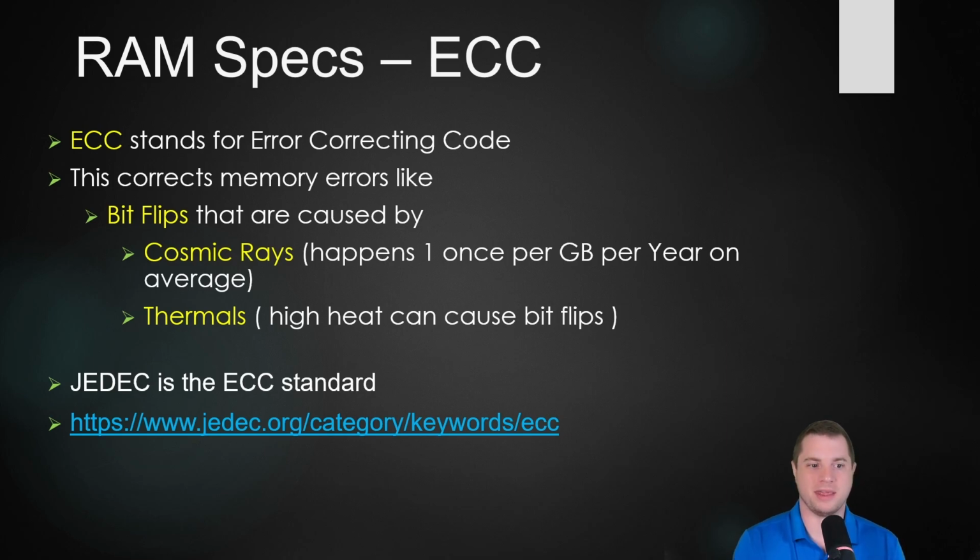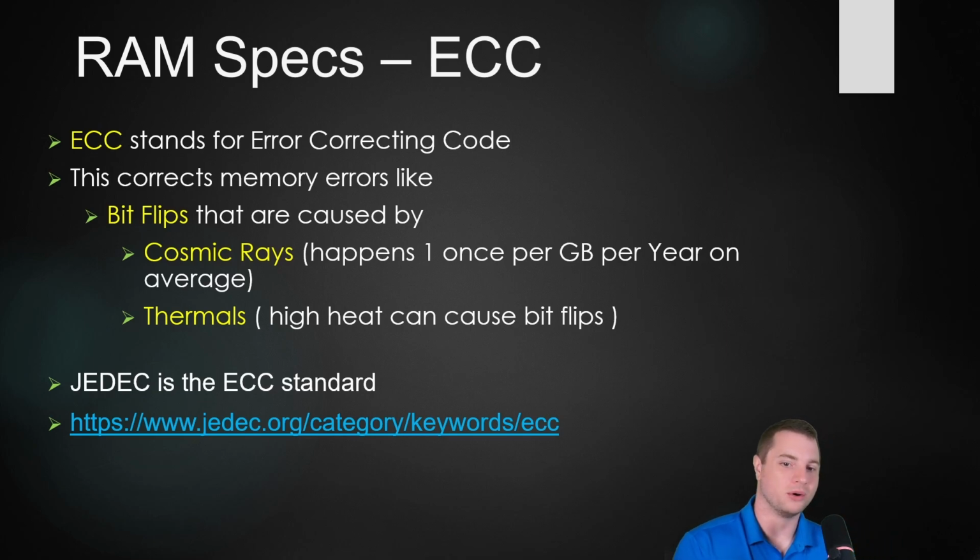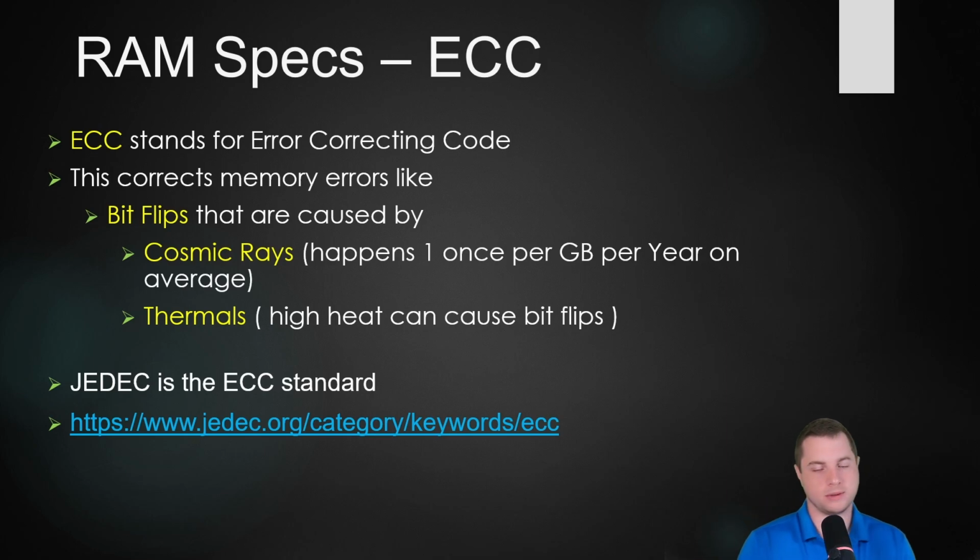However, it doesn't happen that often, once per gigabyte per year on average. So for a consumer, that's 16 bit flips per year. Not a big deal. And on top of that, if that bit flip is in a portion of RAM that is actually not critical, you're not even going to see that problem. And once it's overwritten, it's gone. It doesn't really matter. So cosmic rays, in terms of bit flips, don't really become a problem until your data center, like a Google, where you have terabytes and terabytes of RAM, where this is going to happen on a daily basis.